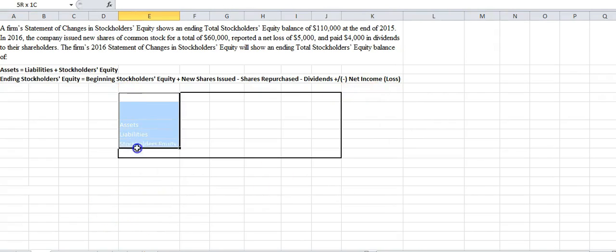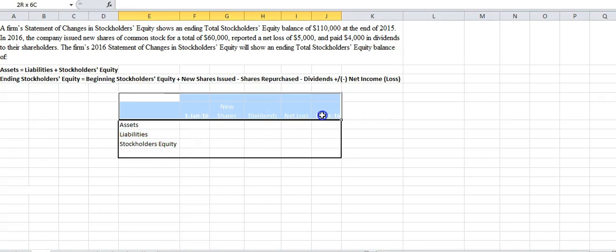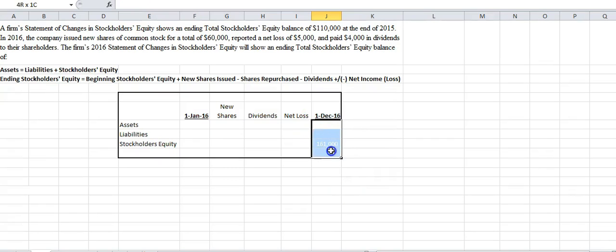So let's prepare this little chart here to see if we can get our answers. Let's see how I organize this. Okay.